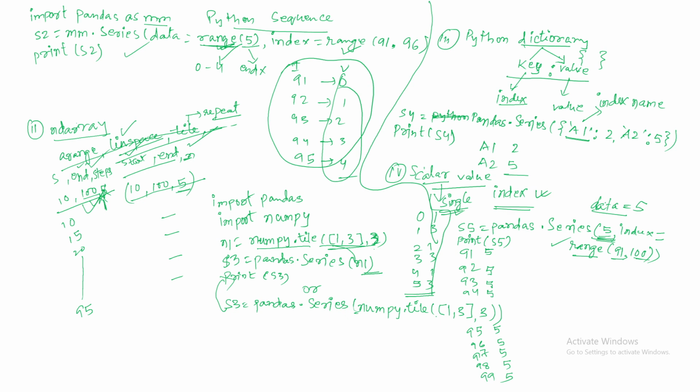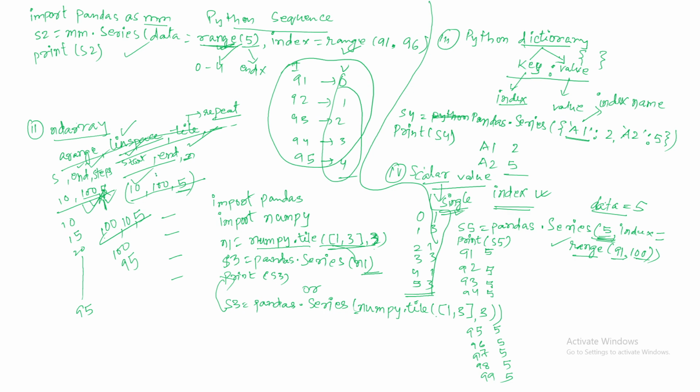If you provide the steps, then what happens? It will take +5 like that. If it is backward counting, then what will it do? Suppose 100, 10, 5. First it will display 100, then 100 minus 5, 95. Automatically it will, because it is backward counting. Like this.